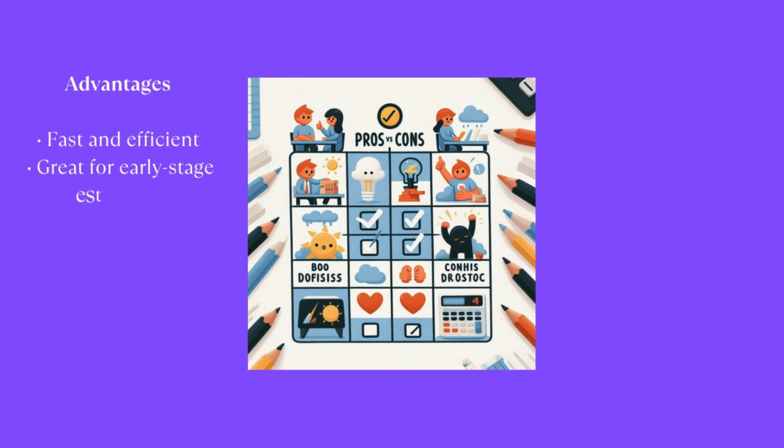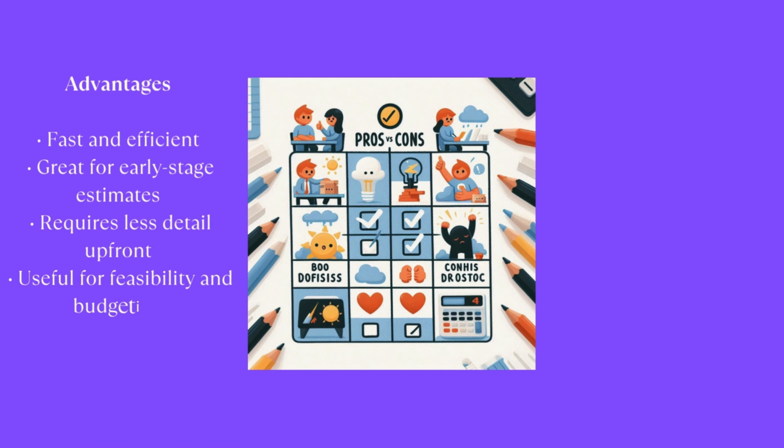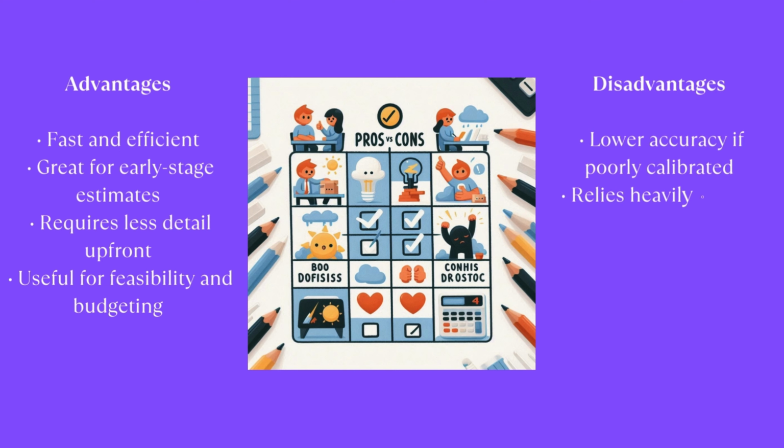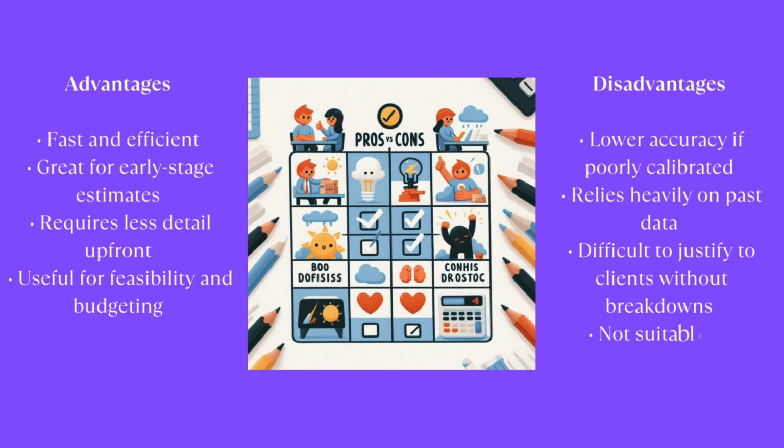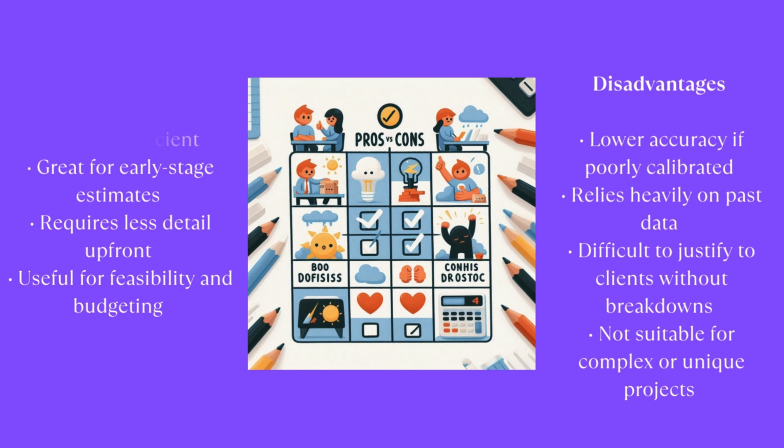Let's weigh the advantages and disadvantages. Advantages: fast and efficient. Great for early-stage estimates. Requires less detail upfront. Useful for feasibility and budgeting. Disadvantages: lower accuracy if poorly calibrated. Relies heavily on past data. Difficult to justify to clients without breakdowns. Not suitable for complex or unique projects. Top-down estimating isn't perfect, but when used wisely, it's a game changer.